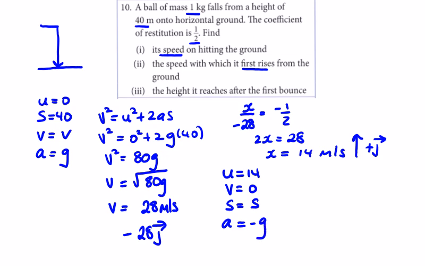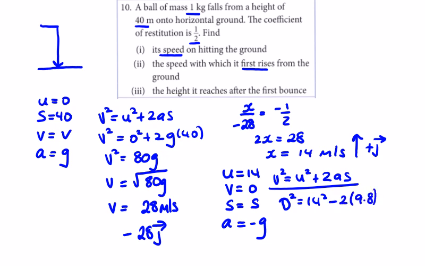So v, u, a, s again: v squared is equal to u squared plus 2as. So 0 squared is equal to 14 squared, and g is minus, so minus twice by 9.8, which is 19.6 times s. And 14 squared is 196, so 19.6s is equal to 196, so s is equal to 10. And we're dealing in meters here. Big bounce, 10 meters back up, bouncy ball.